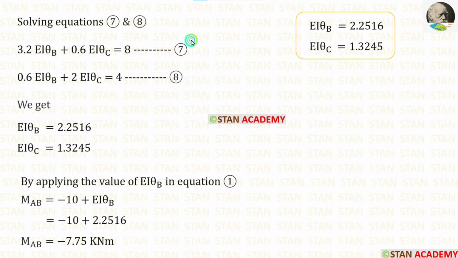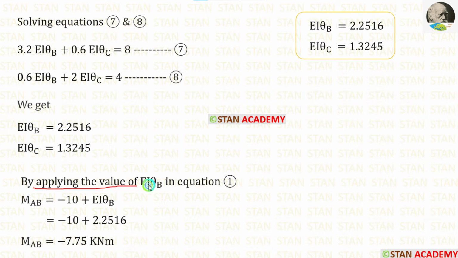Now we can use the calculator and solve these two equations. If you do not know how to solve two equations in the calculator, see the description below. You can click the link and watch the video. After solving these two equations, we are getting Ea theta b and Ea theta c.